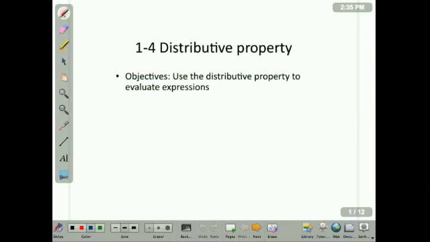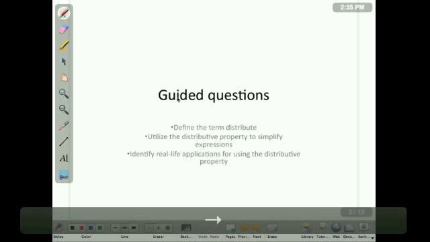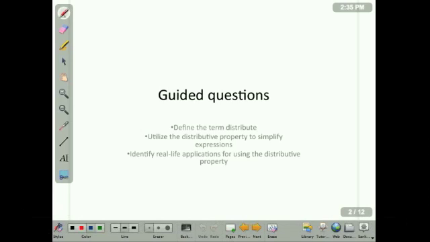In this presentation, we're going to learn how to use the distributive property to evaluate expressions. Some ideas that you're going to need to know: you're going to need to be able to define the term distribute, use the property to simplify expressions, and identify real-life applications for use of the distributive property.